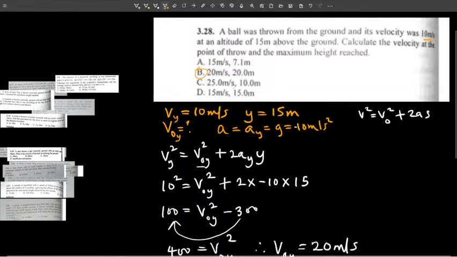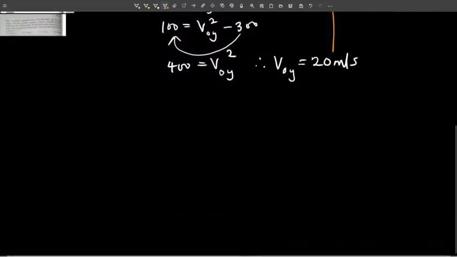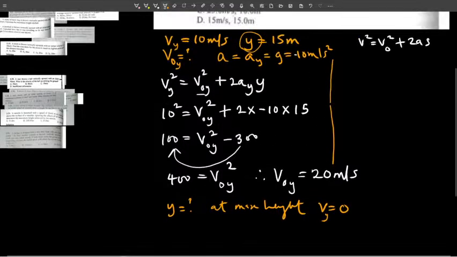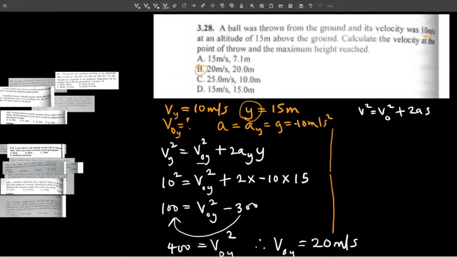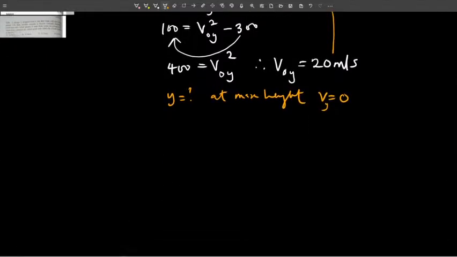Okay, so let's see. They said calculate the maximum height. The maximum height reached. This y here is not the maximum height. It's just the particular height at the particular point. Let's find the maximum height reached. So I'm looking for y. All right. At maximum height, note something: v_y is equal to 0. Just note that. What can we use to solve this question? The body is dropping from the maximum height. So v there is 0.